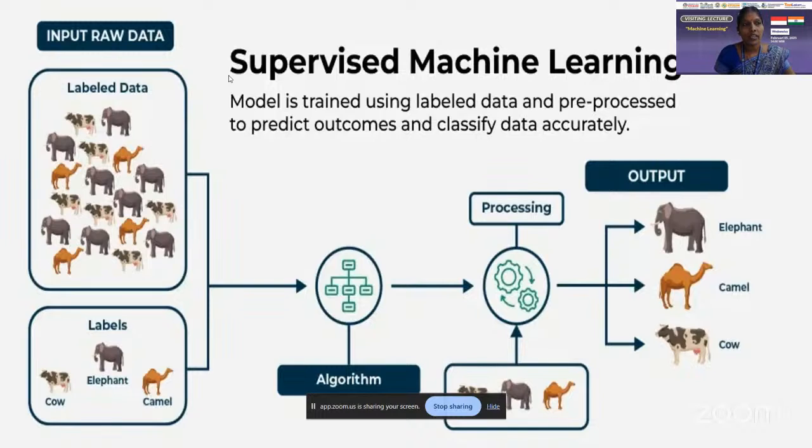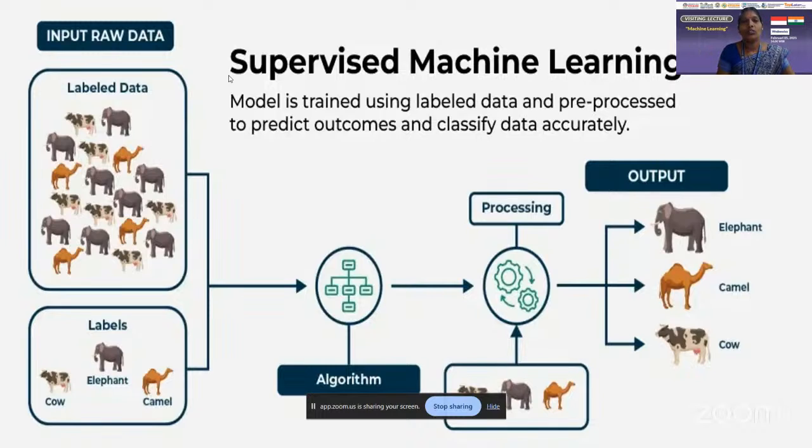Likewise, if we give information to the machine with both input and output pairs, suppose we train the machine with the input as well as the corresponding output, the machine will be able to learn. This is generally done under the guidance, or we can say under the supervision, of a particular person.